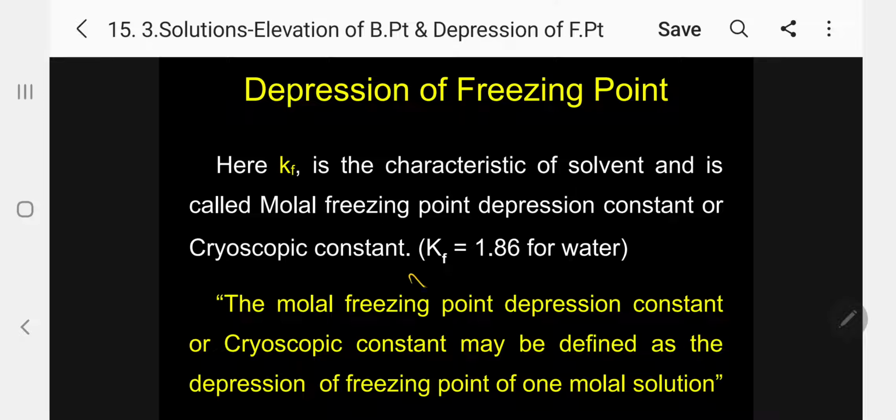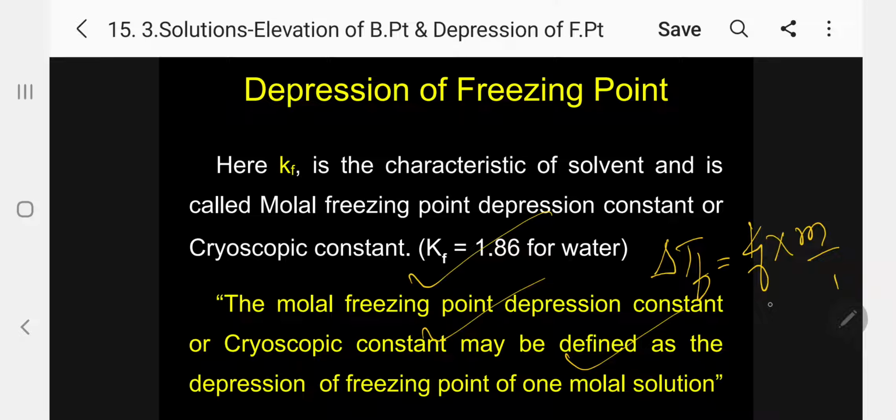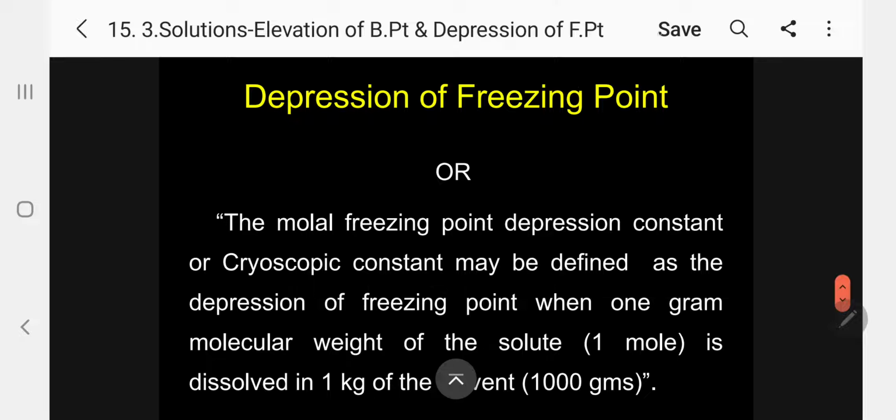Now I can define the molar freezing point depression constant or cryoscopic constant as the depression of freezing point of a 1 molar solution. As we already know, delta Tf is equal to Kf into m. When m equals 1, Kf equals delta Tf. That is the statement. The other way I can define it: the cryoscopic constant is the depression of freezing point when 1 gram molecular weight of solute, that is 1 mole, is dissolved in 1 kilogram of solvent. This is the most important.